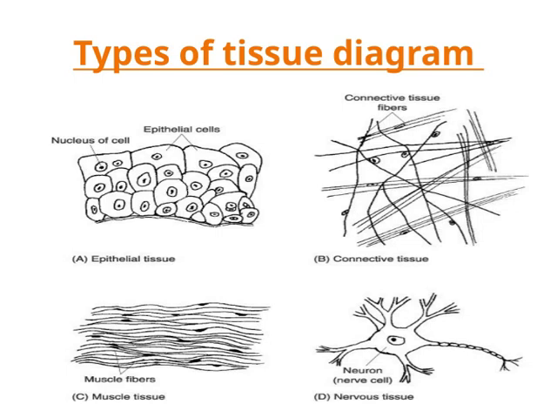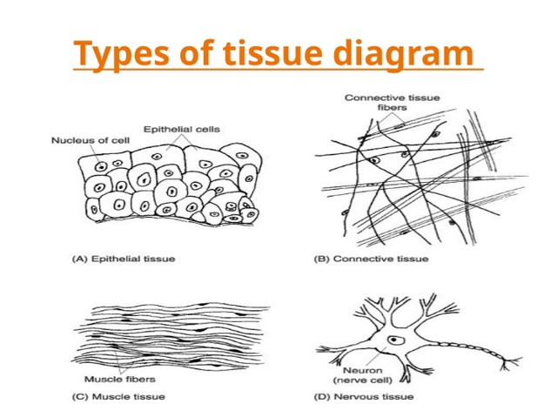Let's take a closer look at the different types of tissue, as shown in this diagram. Tissues are groups of similar cells that work together to perform specific functions, and understanding these helps us see how the body is organized. We'll start with epithelial tissue, which lines the surfaces and cavities of organs, providing protection and involved in absorption and secretion.